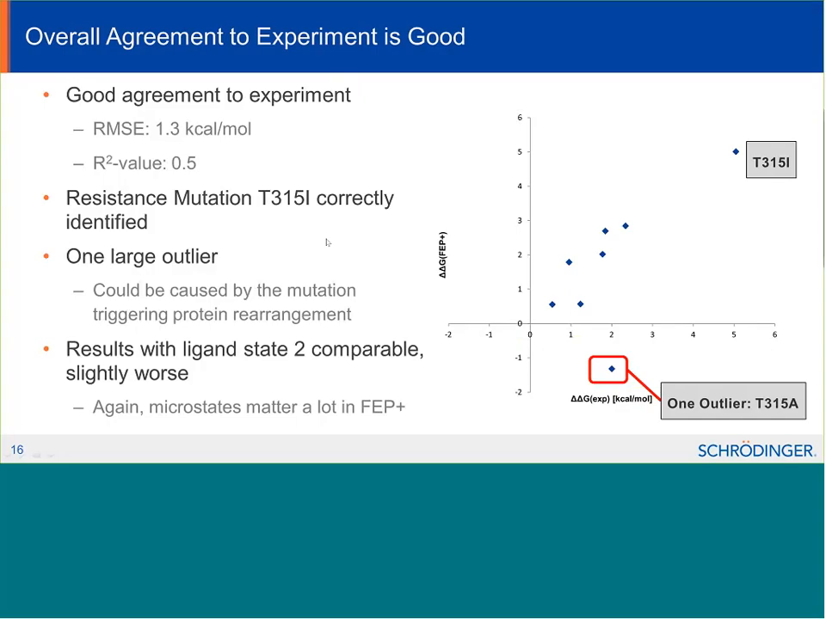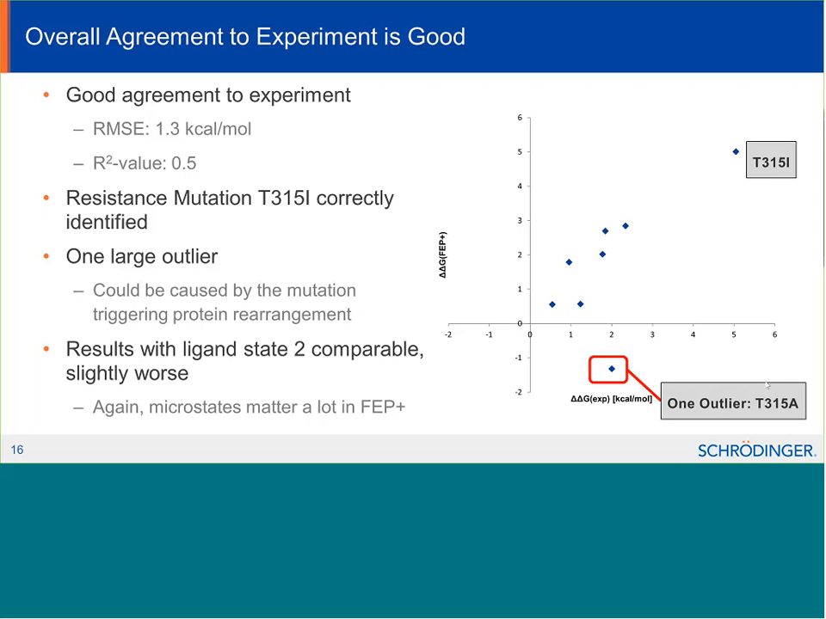If we look at the results and compare them to experiment, you see that the overall agreement is pretty good. We get an overall root mean square error of 1.3 kcal per mole. We identify the most critical resistance mutation correctly, quantitatively here. And you see there is one outlier, the T315A mutation, which might be caused by that specific mutation triggering some protein rearrangement. As usual with free energy calculations, the assumption is that the overall structure is not perturbed too much by the mutation. That is typically something that is true if you're changing small ligand R groups.